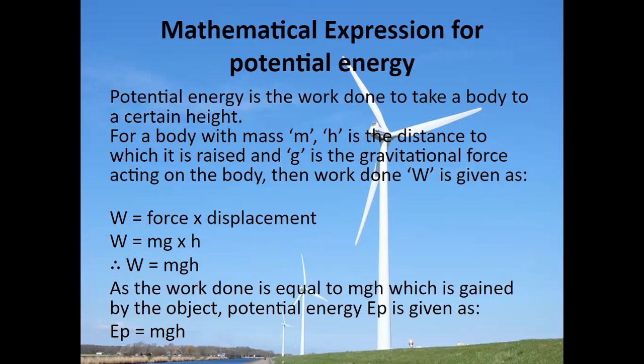Work done is nothing but the energy. When work is done, the object gets the energy. Work done is nothing but the energy. That's why potential energy EP is equal to mgh. m is the mass of the object, g is gravitational force, and h is height. When we take the multiplication of mgh, the product gives the potential energy. This is the mathematical formulation for the potential energy.